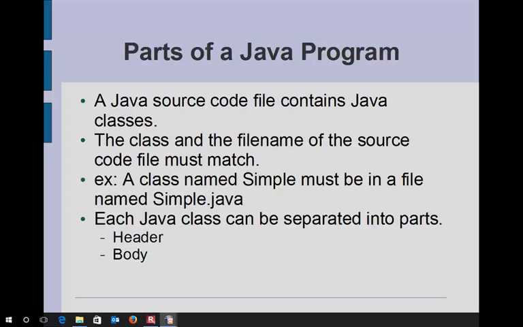Okay, so let's get started. Let's first talk about the parts of a Java program. Your Java program will contain classes. It can have one or more classes, and whenever you write a Java program, even a very simple one, you might have only one class, but you have to have a class in that. Now, what's a class?